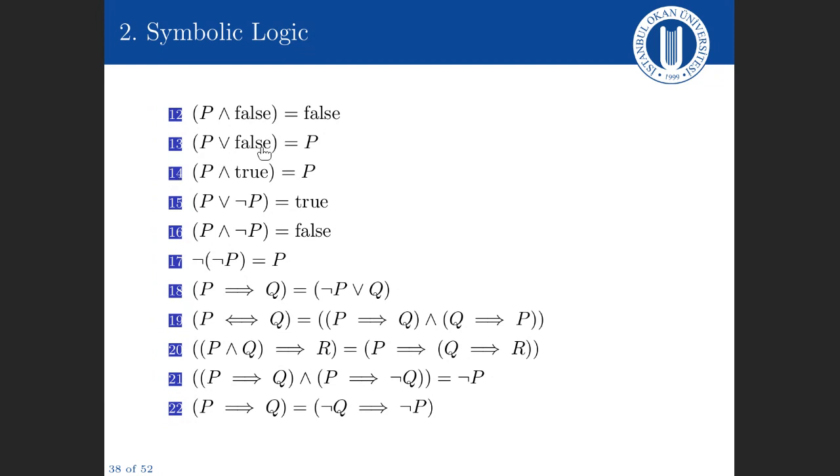P or false. P is true or false is true. False is never true, so we might ignore this part and we just have P. P and true. True is always true, so and true is always true. P and true is the same as P.